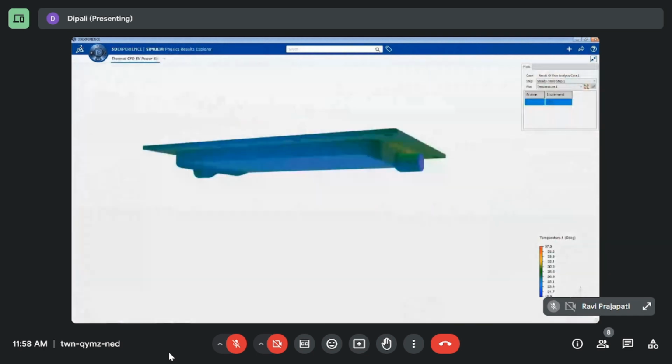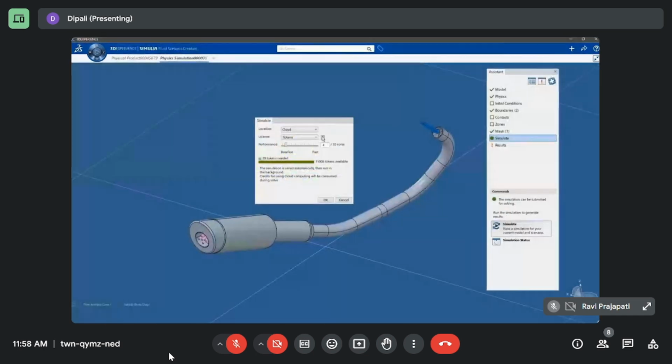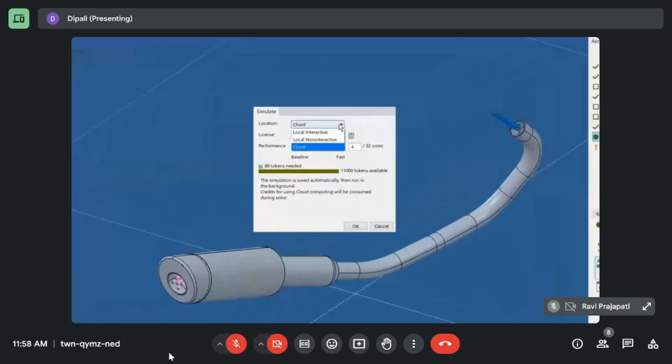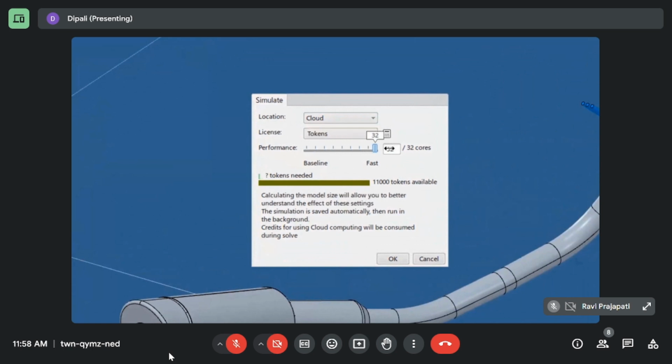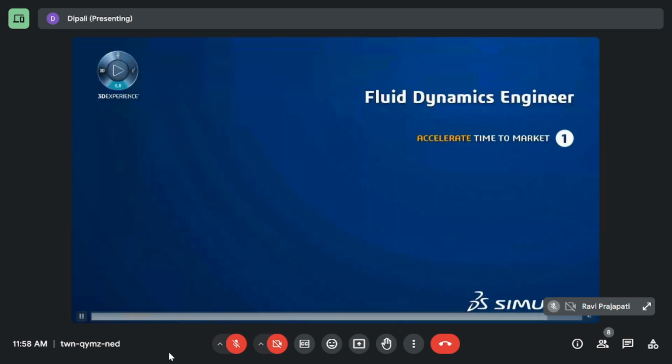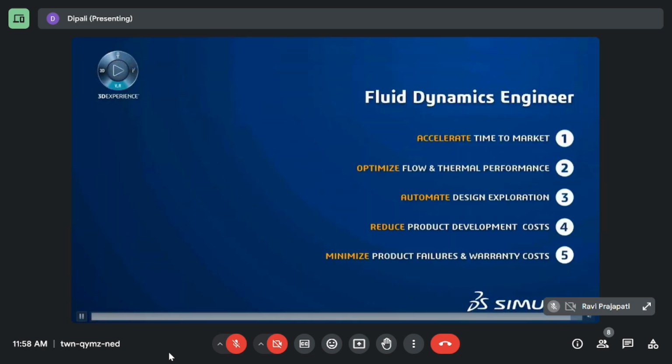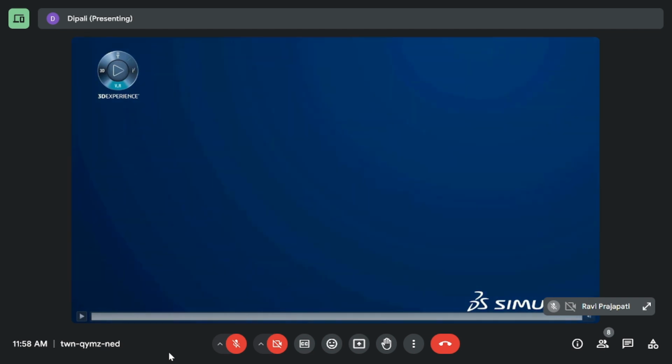Best of all, unlike other solutions, our model-based process provides seamless collaboration between other engineers and departments, whether they're on-premise or on cloud. For example, this multidisciplinary environment streamlines workflows such as fluid structure interaction and coupling with system models. With SIMULIA's fluid dynamics engineer role, you can accelerate product innovation while minimizing development and warranty costs.